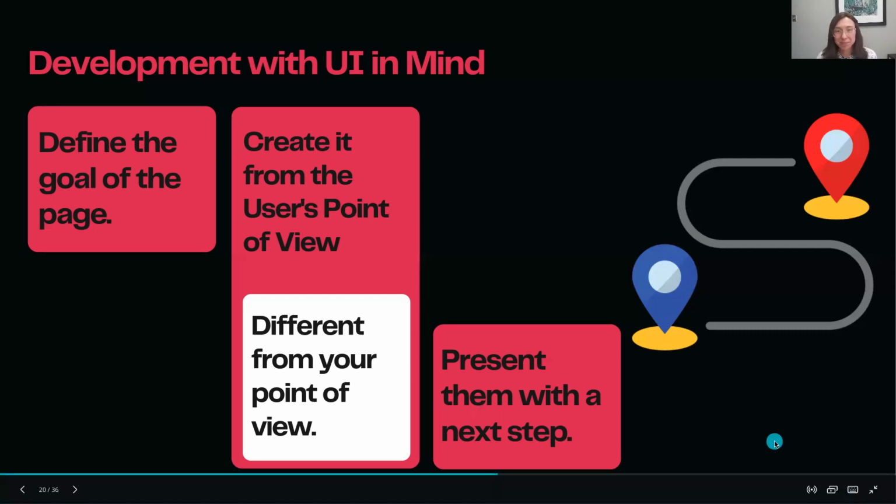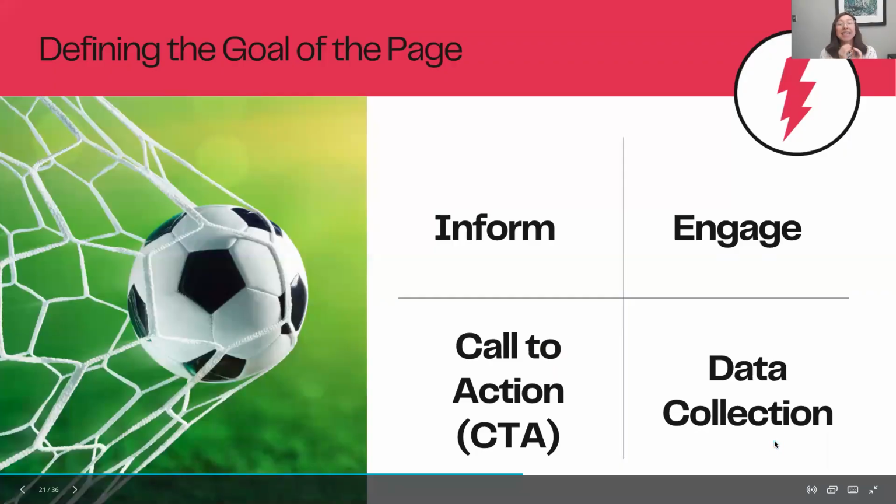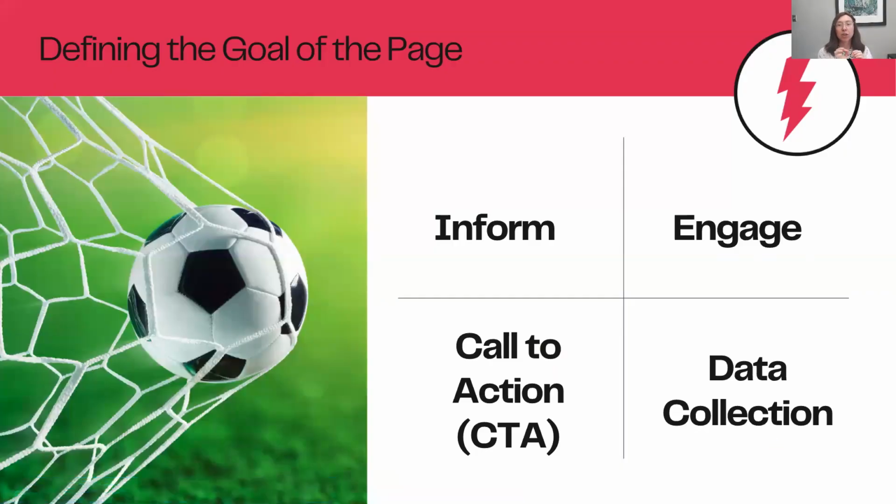We're good? Okay, let's dig a little more into defining the goal of the page. This is the framework we use. For other fields or other companies, they might use it differently, but these are the four words that, when we work with you, we ask you to list out the pages of your site and to list out in which of these categories each page belongs. And it could be more than one.